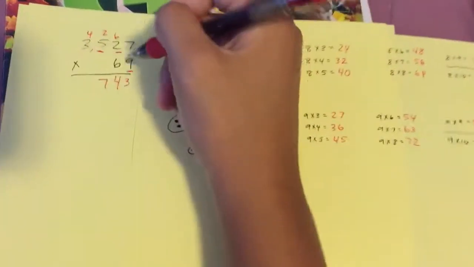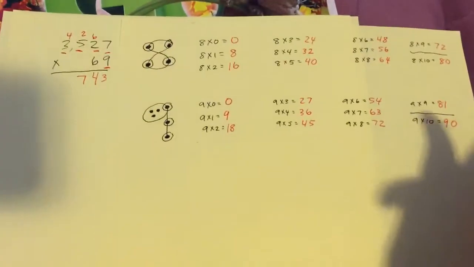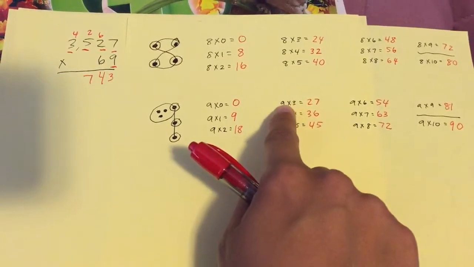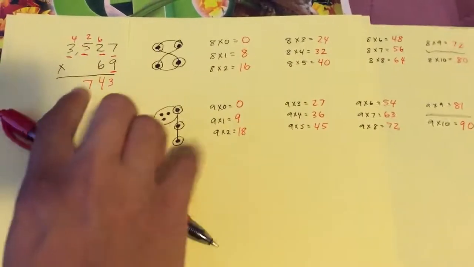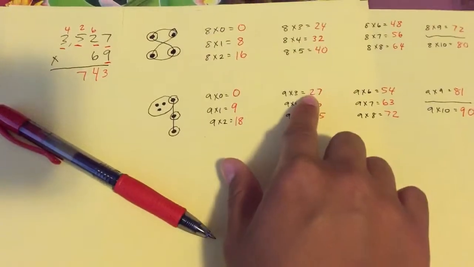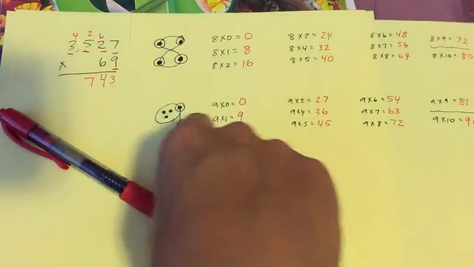Now we're going to do 9 times 3. 9 times 3 is 27. You could look over here. 9 times 3 is 27. And then we're going to add the 4. So 9 times 3 is 27, plus 4: 28, 29, 30, 31.